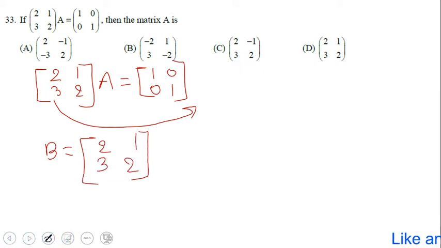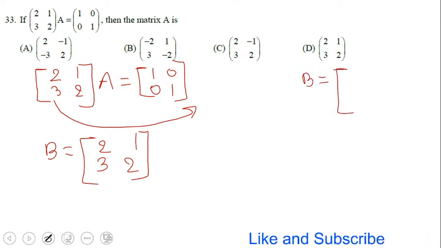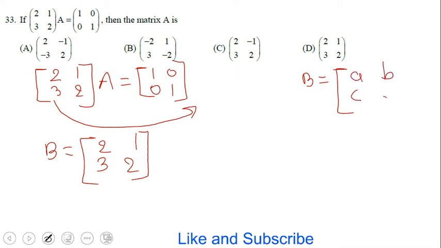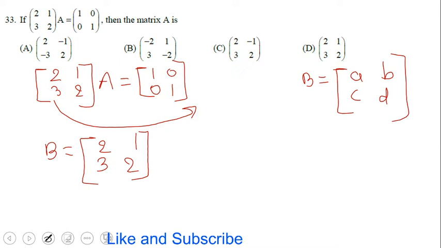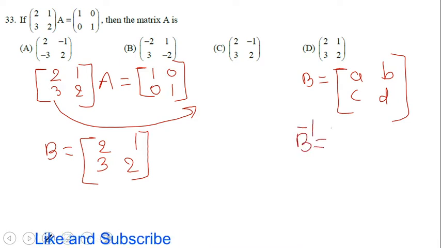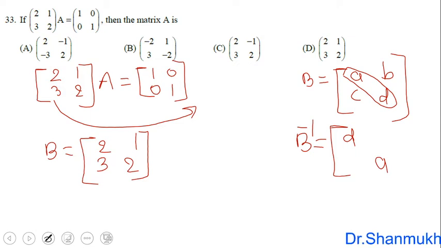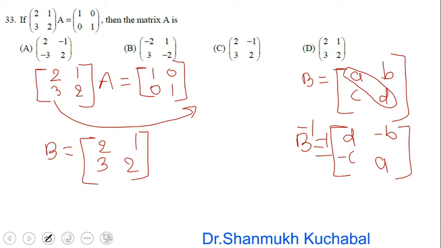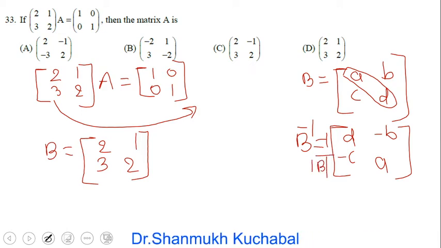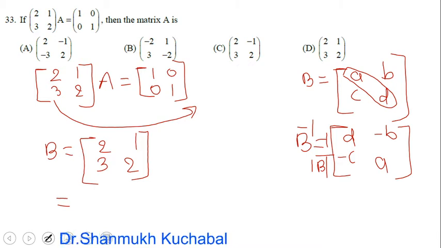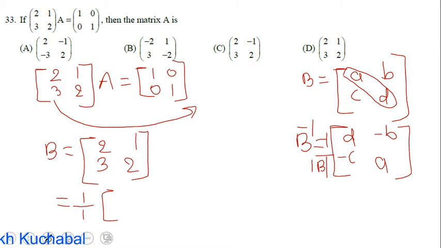There is one shortcut trick, let us discuss it. I call it B, with matrix elements a b c d, and its inverse is defined as follows: the diagonal elements we have to flip, so we get d and a. For the non-diagonal elements, we just change the sign, minus b, minus c. It is multiplied by the reciprocal of the determinant value of that matrix. So here the determinant will be 2 into 2, 4 minus 3, so 1 we get. So I am finding the inverse.